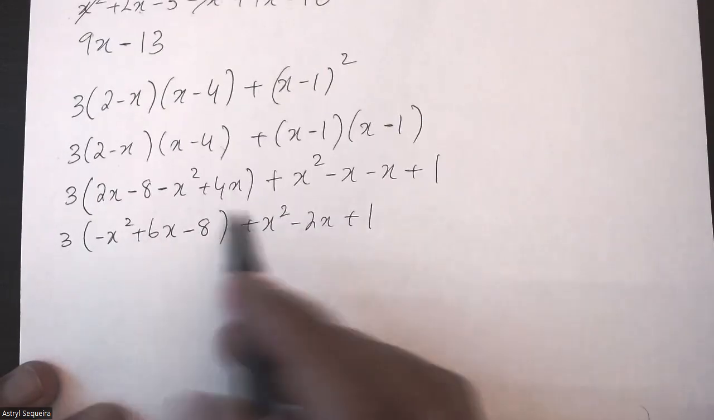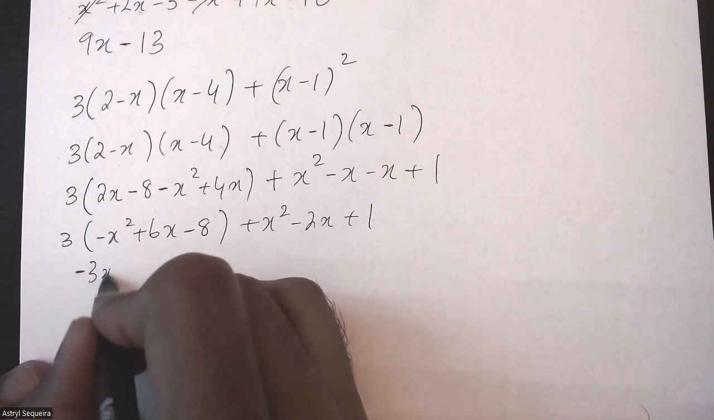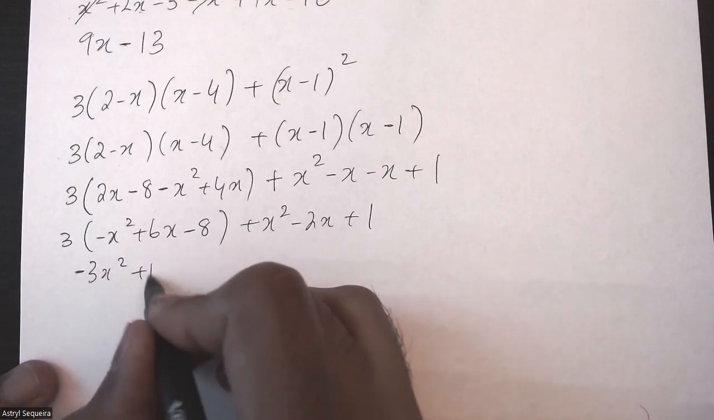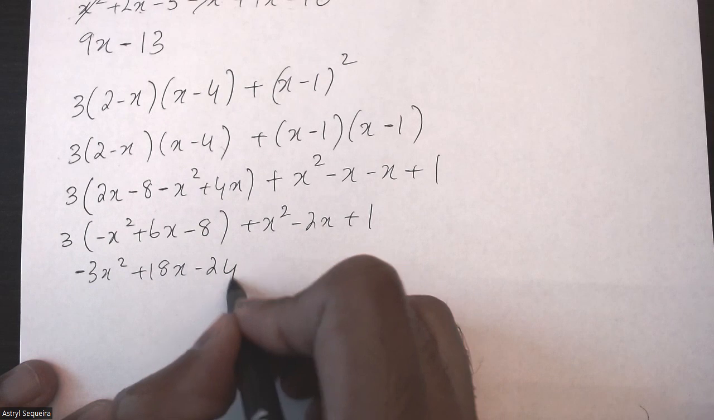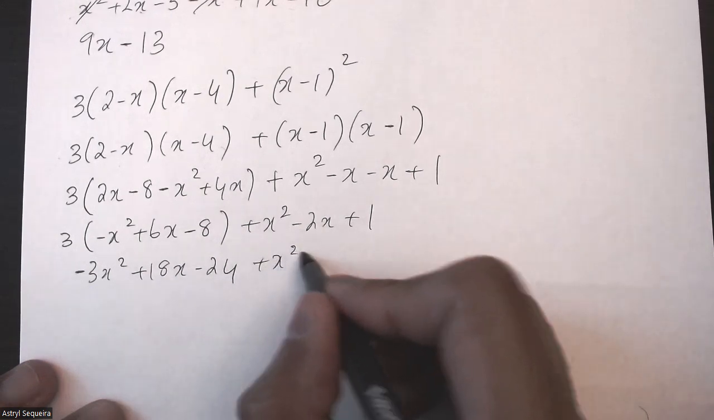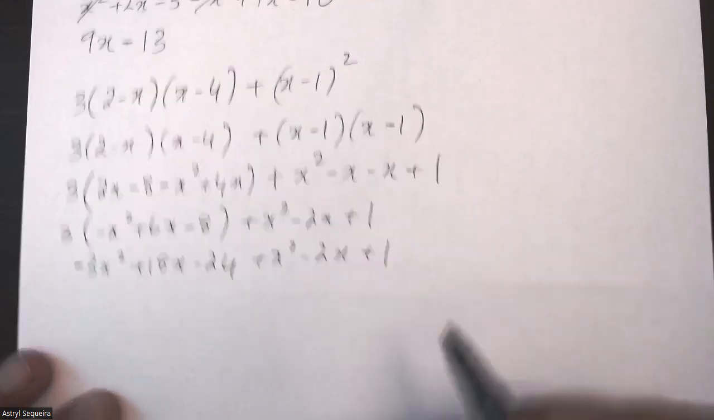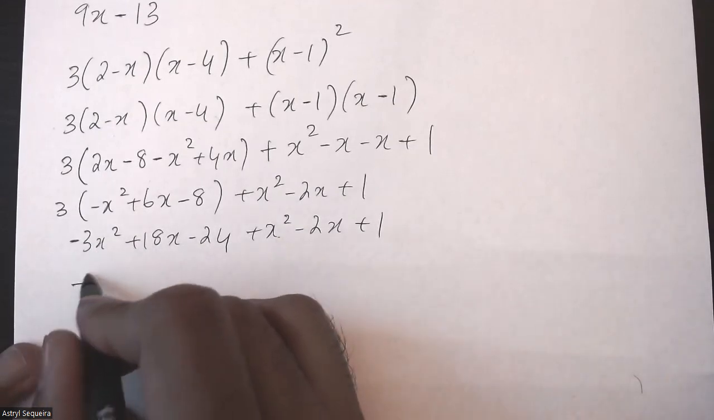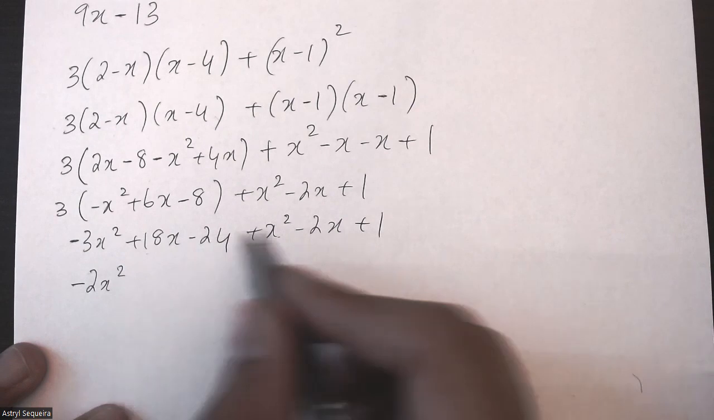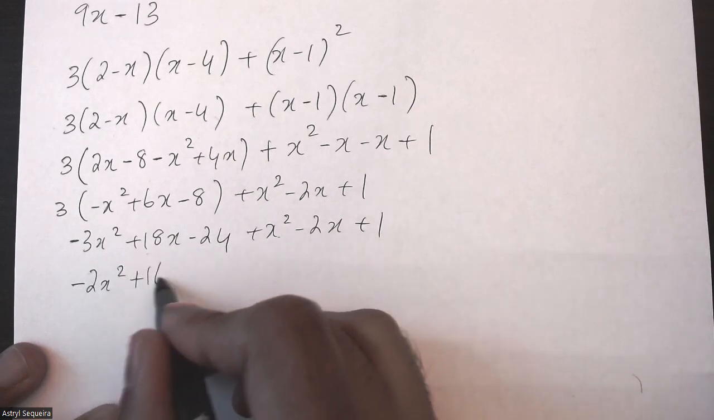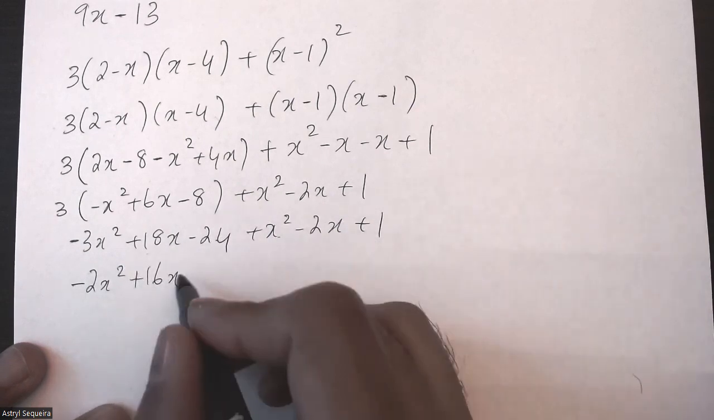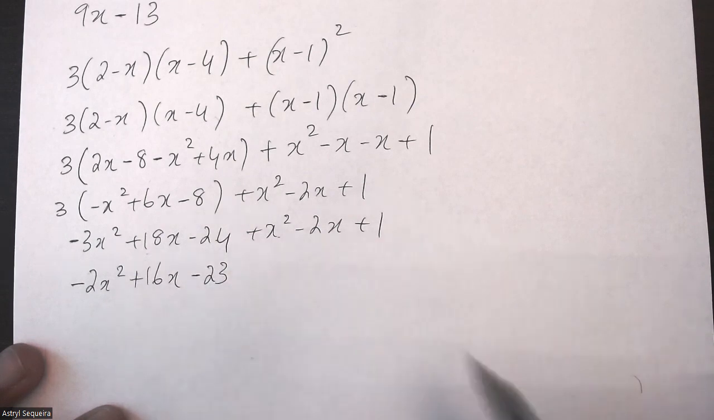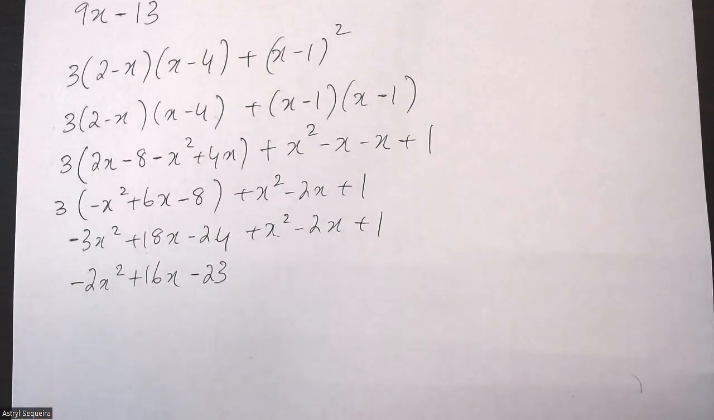Now I'll distribute this 3 into the bracket. So negative 3x squared plus 18x minus 24 plus x squared minus 2x plus 1. Now I'll combine like terms. So negative 3x squared plus x squared is negative 2x squared. 18 minus 2 is 16x. Negative 24 plus 1 is negative 23.